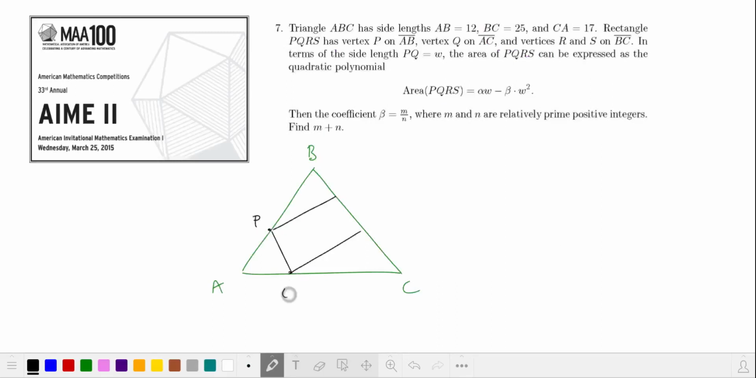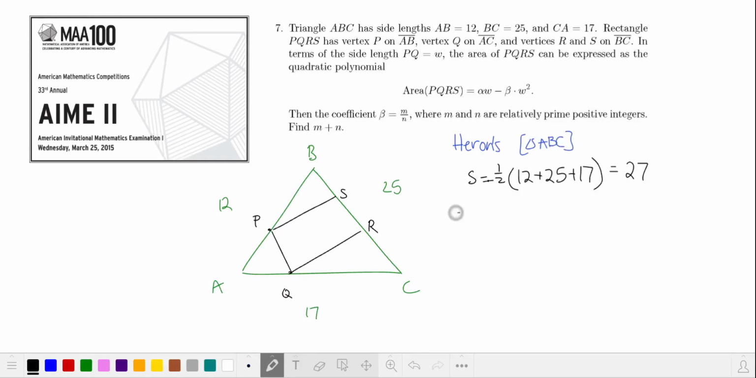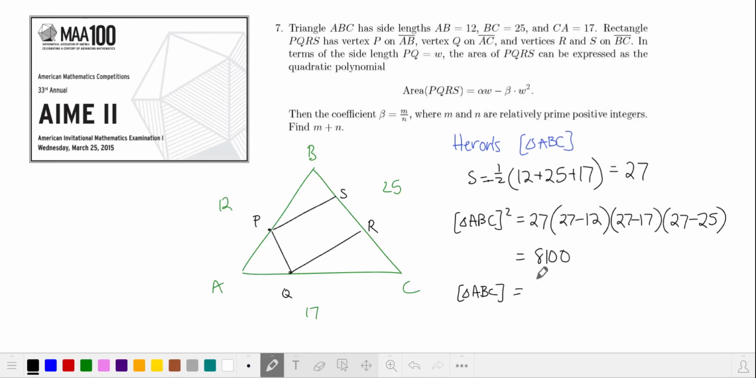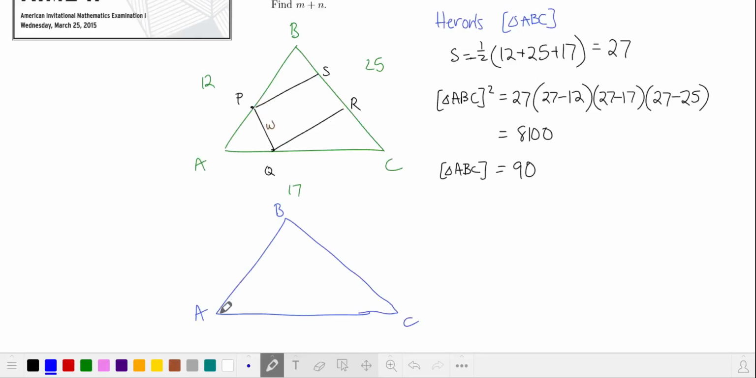Here's our rectangle, PQRS, inscribed in our triangle with side lengths 12, 17, and 25. Since we know our side lengths, let's use Heron's formula to calculate the area of triangle ABC. We'll start by finding the semi-perimeter, which is 27, and then plug it into the formula, subtracting the 3 side lengths. Taking the square root, we have that the area is 90.